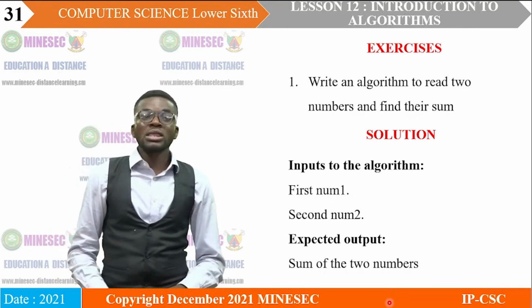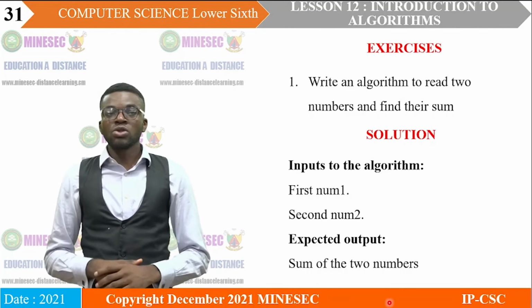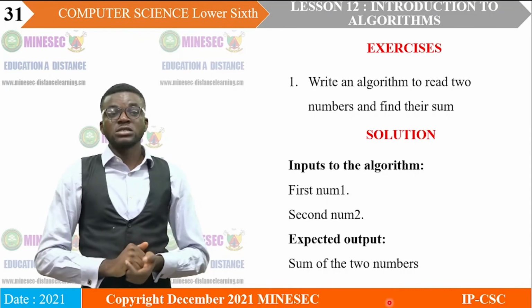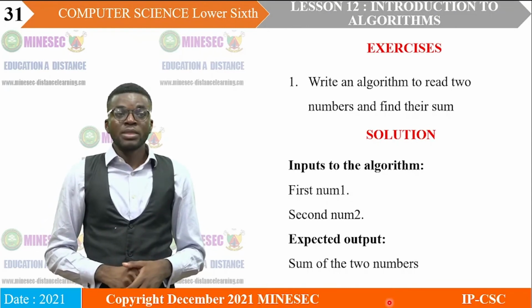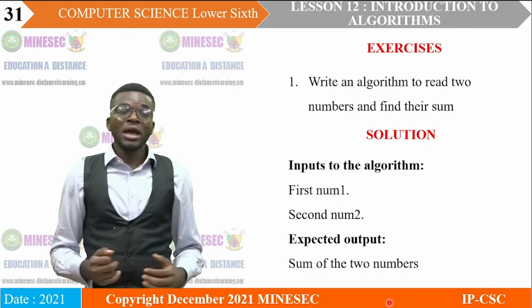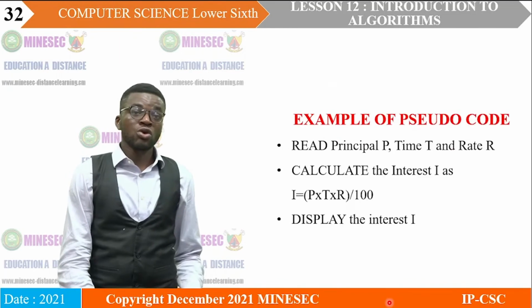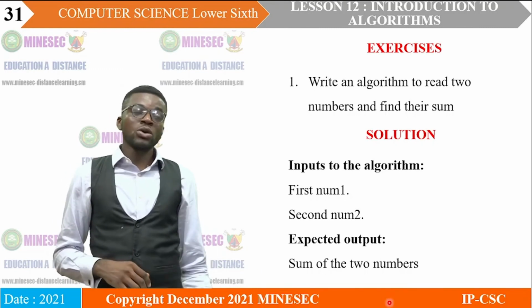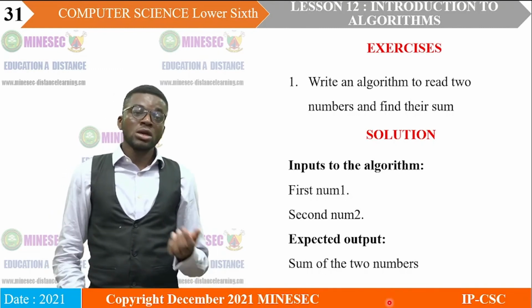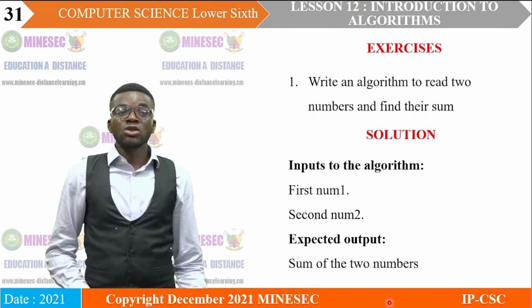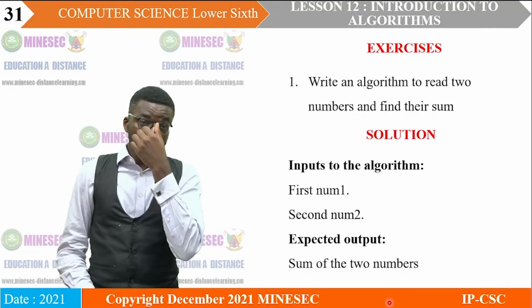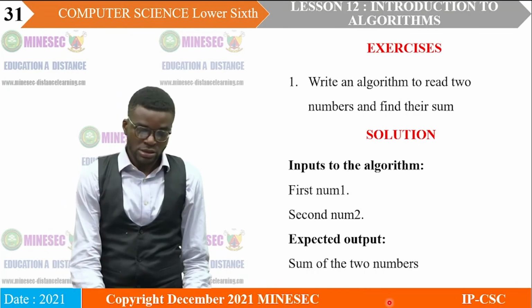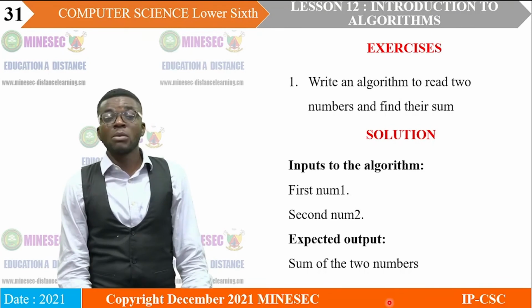Exercise one. Write an algorithm that reads two numbers and finds their sum. At this point, we have to represent it using pseudocode. So what inputs do we need? We need input and our expected output. Our input is the two numbers which we are supposed to add, num1 and num2, that is the first number and the second number. Our expected output is the sum of the two numbers.